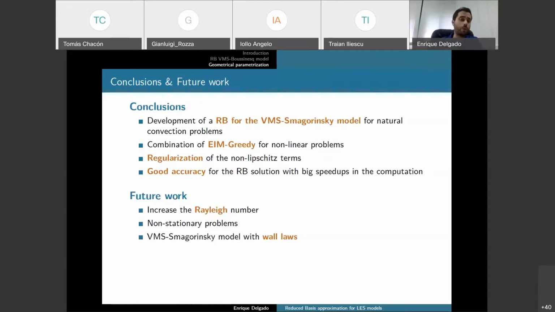And for future work, we are interested in increasing, of course, the Rayleigh number. That leads us to non-stationary problems that the group of Thomas is working on. And finally, we are also working on this VMS Smagorinsky model in the first stage without temperature, but considering wall laws in order to bridge turbulent flow.